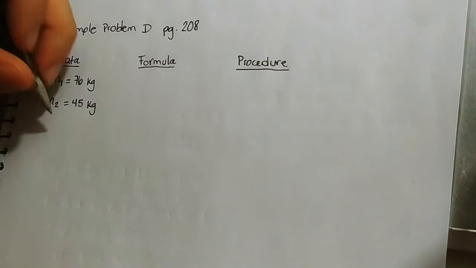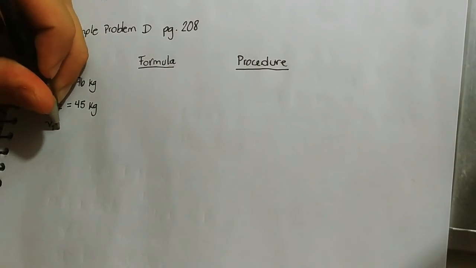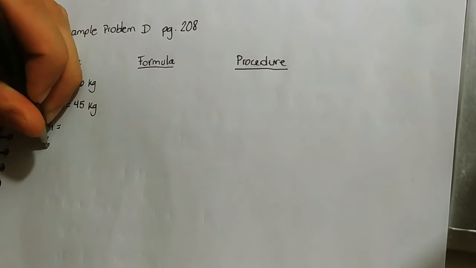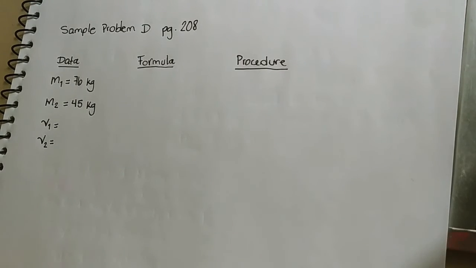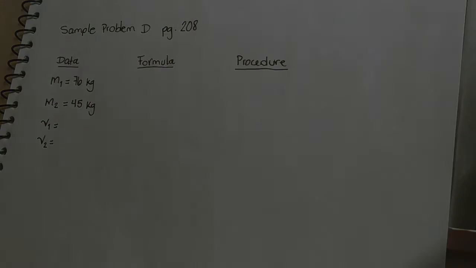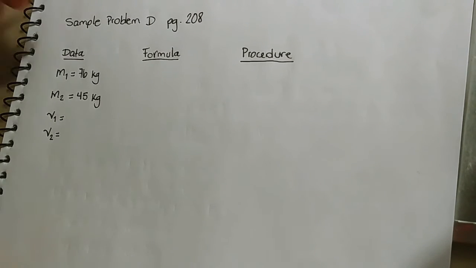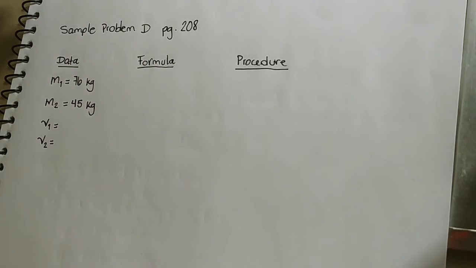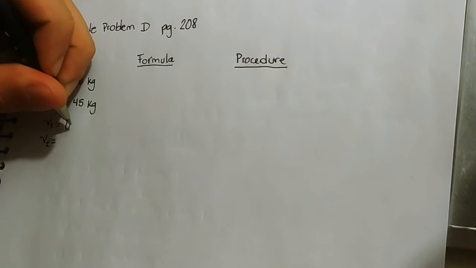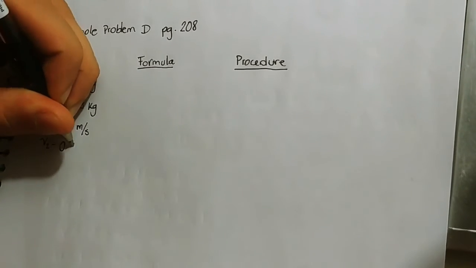What is the initial velocity of the boat and the initial velocity of the boater? I want you to think about it. The problem says initially at rest in a stationary boat. They're both at rest because the boater is in the boat. That means that if the boat is not moving, the boater is not moving either. So both velocities are 0 meters per second, both initial velocities. Remember that we use v for initial velocity.